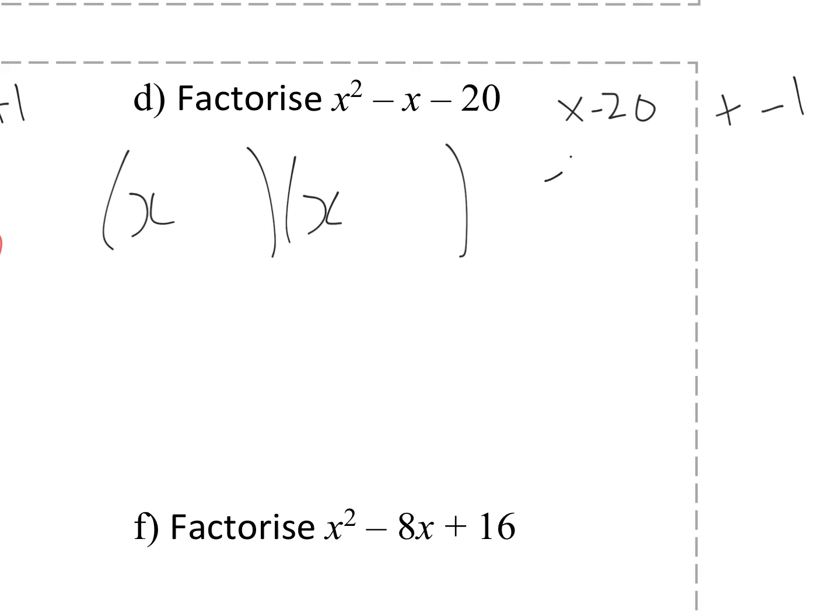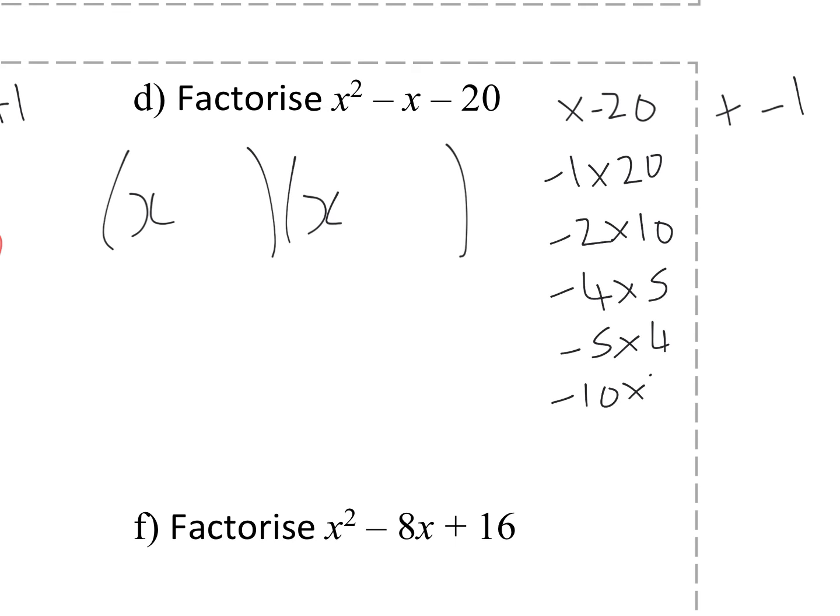We could do minus 1 times 20, minus 2 times 10, minus 4 times 5, minus 5 times 4, minus 10 times 2, and minus 20 times 1. Now, you don't have to write out that list all the time, but just when you are getting stuck, try and be methodical and do it in an ordered way, and you will find the answer eventually. Minus 5 plus 4 would give you minus 1.